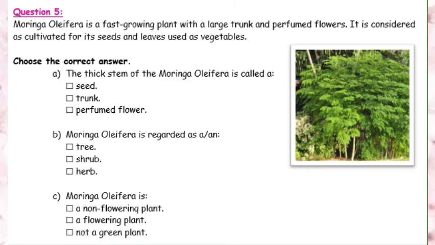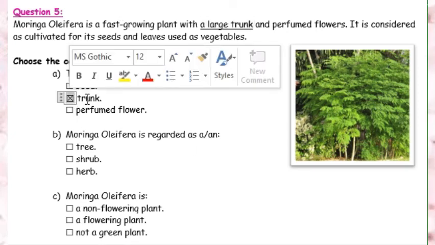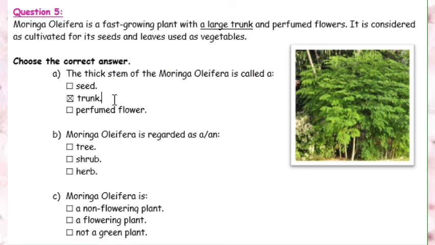Choose the correct answer. There is one correct answer for each part. The thick stem of the Moringa oleifera is called A. What did they call it? What did they call the stem of this plant? They called it a trunk. So trunk is the woody stem of the Moringa.